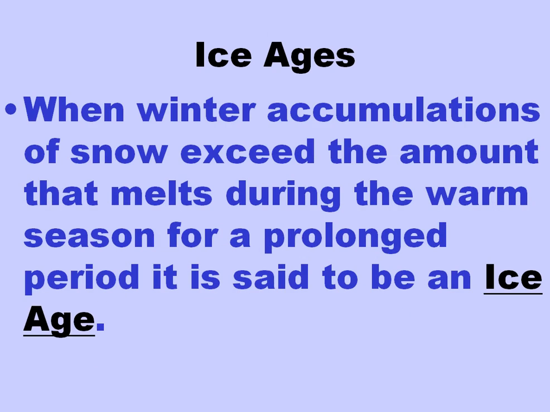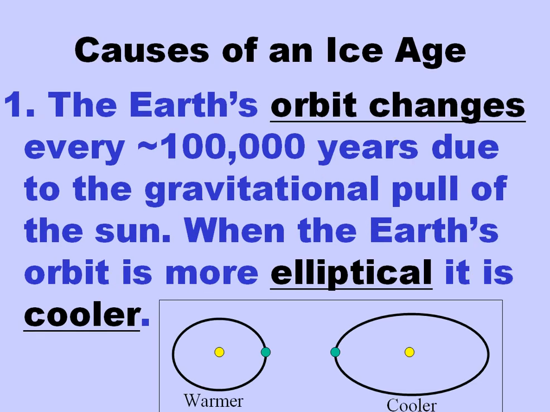Now, ice ages. When winter accumulations of snow exceed the amount that melts during the warm seasons for a prolonged period of time, so we're not just talking about a year or two, we're talking about hundreds of years and even centuries, we call these episodes ice ages. Now, there are several causes of an ice age, or at least scientists believe there are several causes of an ice age.